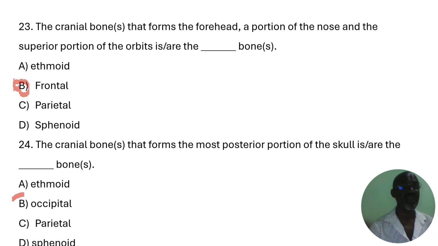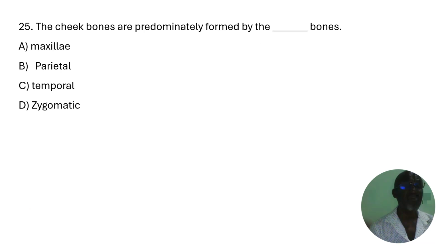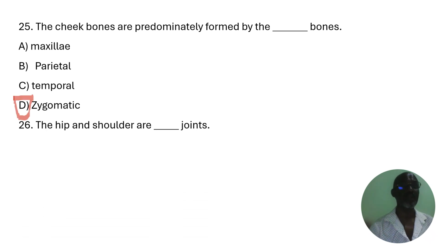This is it. And question number 26. The cheekbones are predominantly formed by the dash bones, cheekbones. It is the zygomatic, you know it, right? The zygomatic bone forms most of our cheeks.